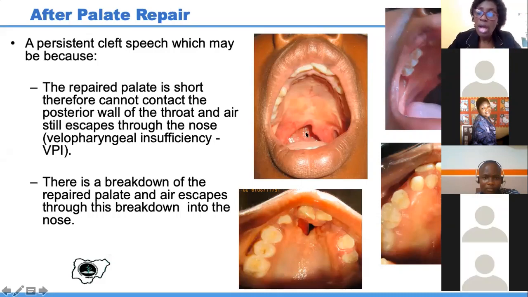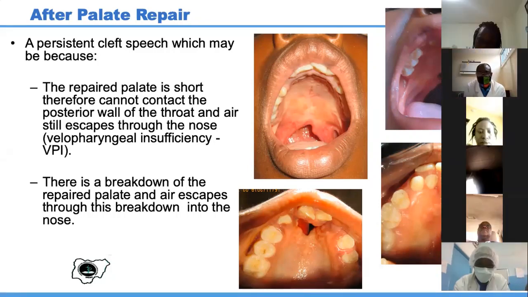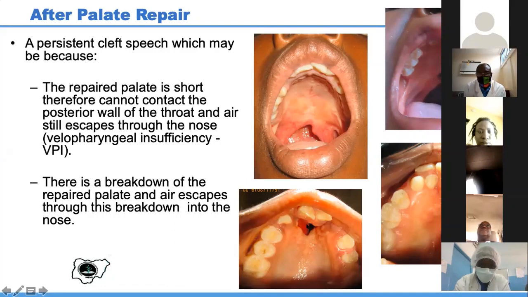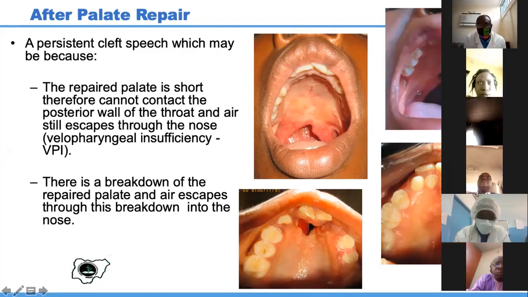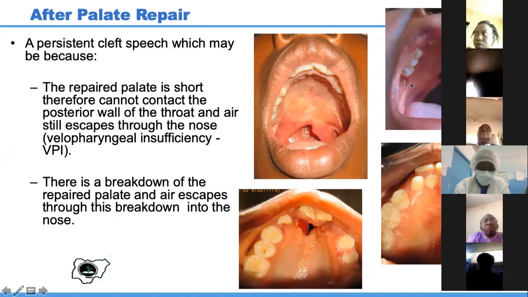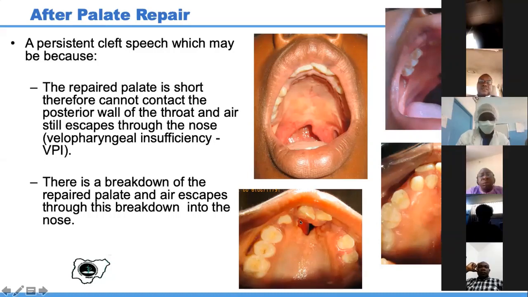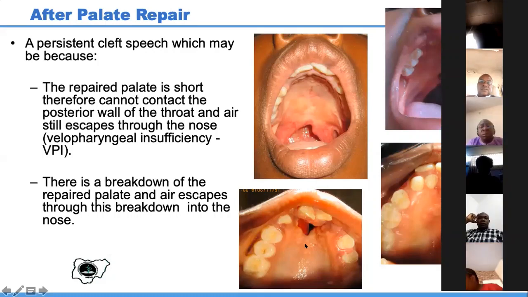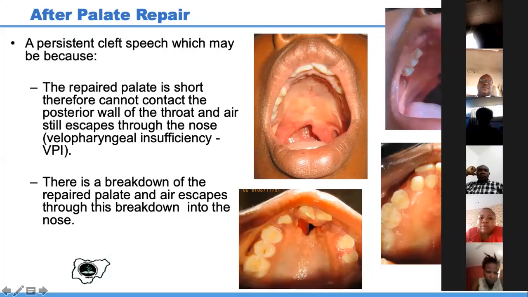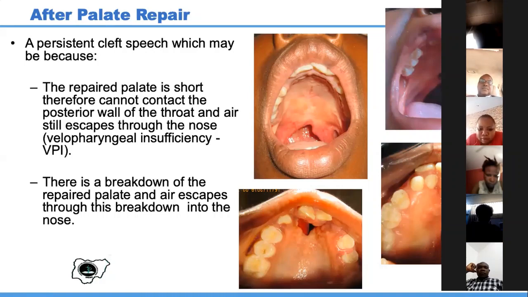Or after the repair, a breakdown of the repair has occurred. And this breakdown can happen in any part of the palate. It can happen at the back of the palate, where my cursor is. It can happen at the midsection of the palate. It can happen in front of the palate. And all these, which are called palatal fistulas post-repair, are areas where air can escape from the mouth during the production of high pressure sounds and go into the nose, causing nasal emissions.